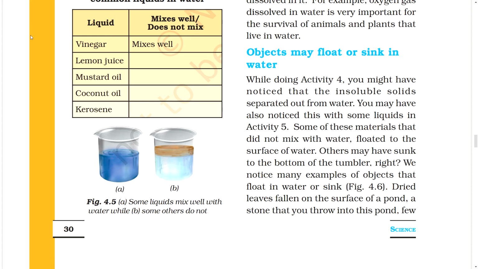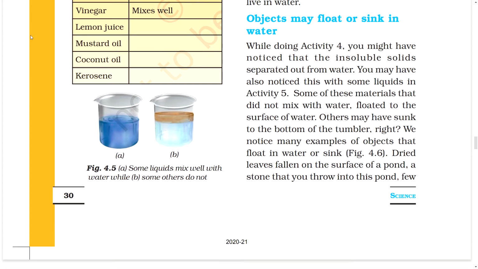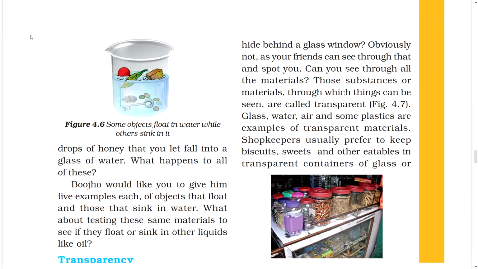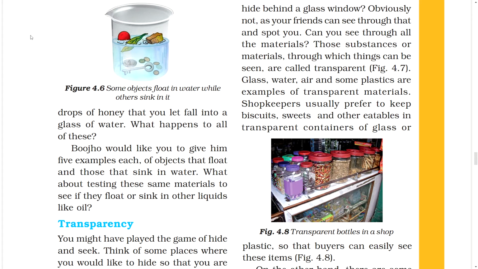We notice many examples of objects that float in water or sink. Figure. Dried leaves fallen on the surface of a pond, a stone that you throw into this pond, a few drops of honey that you let fall into a glass of water. What happens to all of this? Some objects float in water while others sink in it.